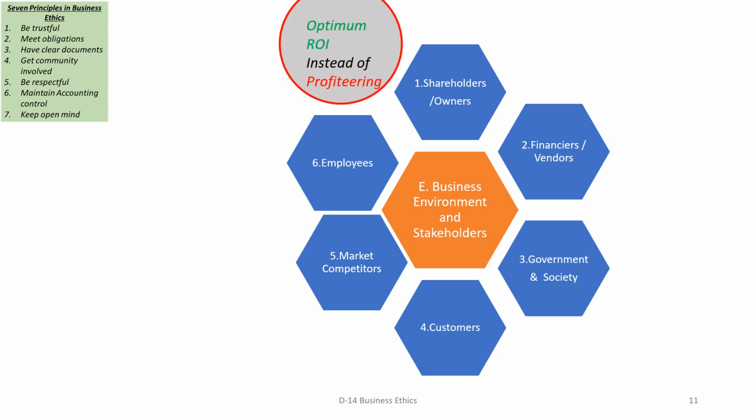What are they looking for? They are looking for optimum return on investment. They are not looking at profiteering. They want optimum return on investment. How does it happen? We have got the 7 principles. First one is be trustful. Protect shareholders. This is what you do ethically.